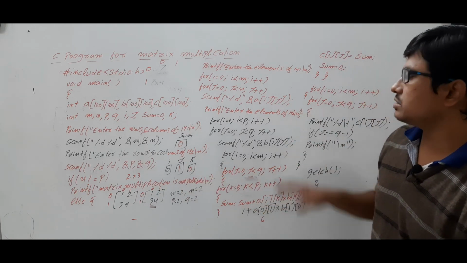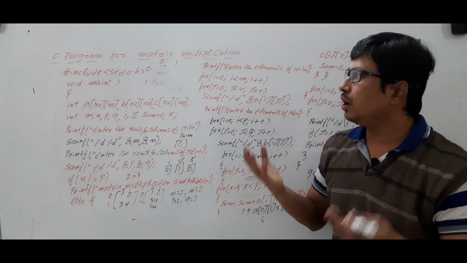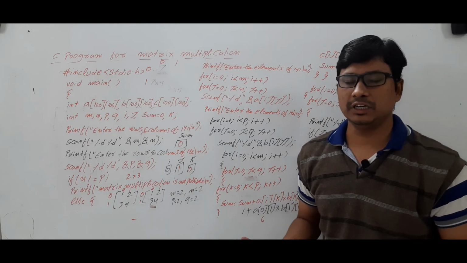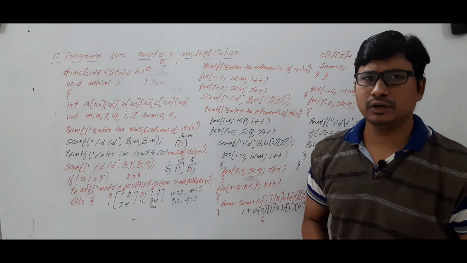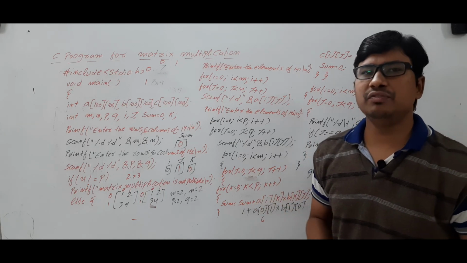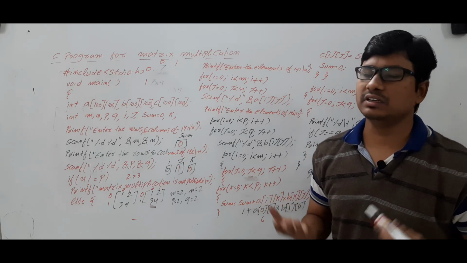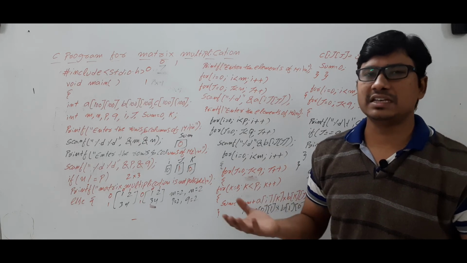So with this logic, I hope you have understood how to write a C program for matrix multiplication. If you still have any doubts related to this program, feel free to ask me in the comment section. I will try to clear your doubts as early as possible.